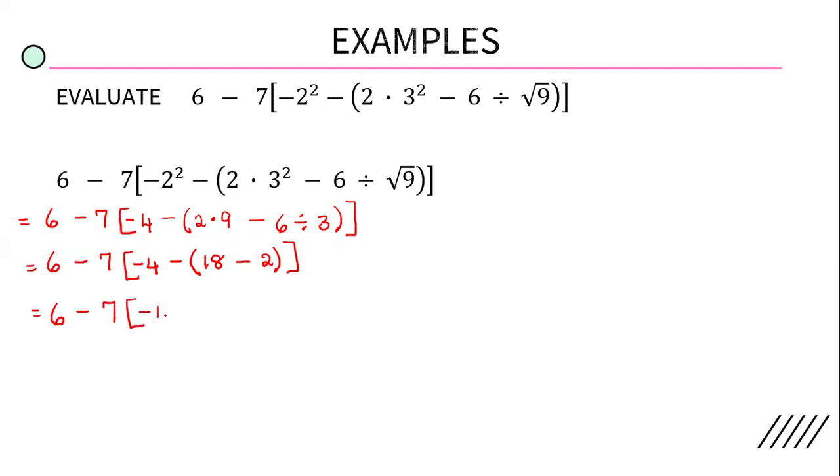I have my negative 4. I'm dealing with my bracket. 18 subtracting 2 is going to give me 16. Close bracket. Bring down my 6 minus 7. Signs are the same, so I'm going to just add and keep the sign. I'm going to now have my bracket or multiplication sign, whichever one you choose. Signs are the same. 4 plus 16 is 20. So that's negative 20. We now have our 6.